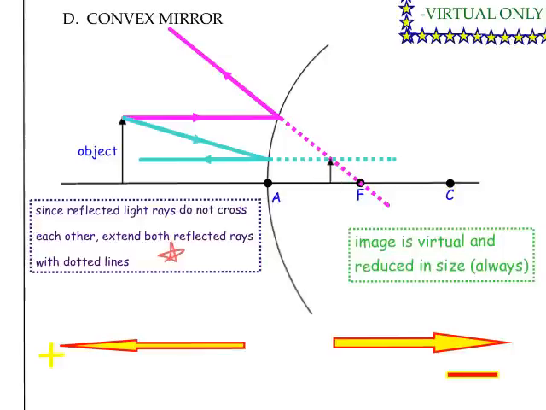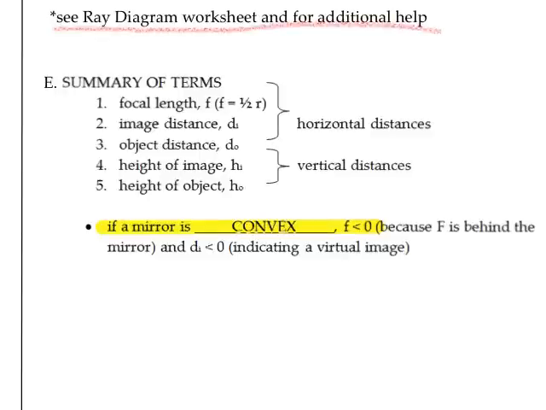And then also a virtual image will always be smaller than our original object. That is true for a convex mirror. So this will always be the case for a convex mirror. Your image will be virtual and reduced in size. And then a friendly reminder that anything to the left of the mirror is positive, anything to the right of the mirror is negative. And then our object and our image both pointed upwards, so those heights are positive as well. And lastly, we're going to summarize some terms for you.